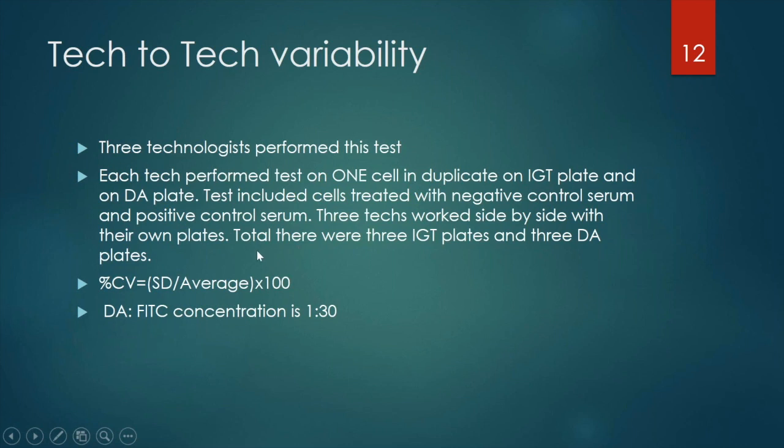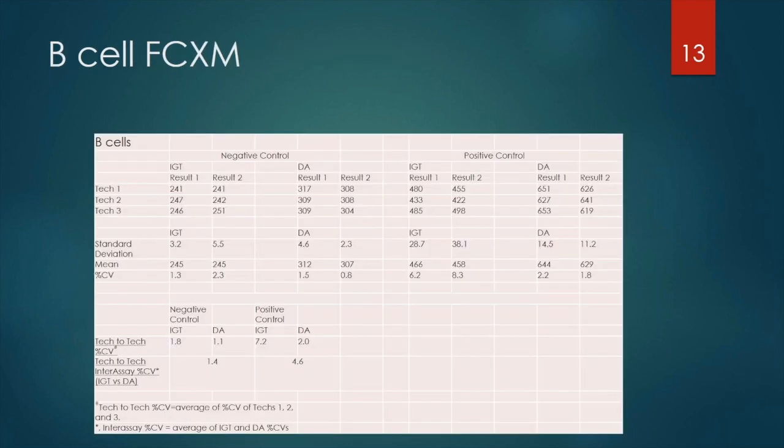So there is no time variability here. In total, there were 3 IGT plates and 3 DSL plates. The percent CV is the standard deviation divided by your average, multiplied by 100. And for the DSL plate, the FITC concentration I used here was a 1 to 30 dilution.